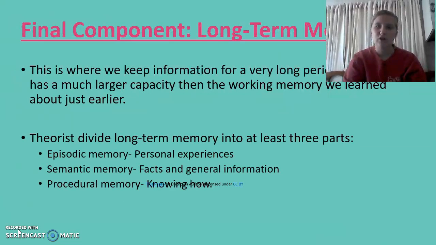So the final component is long-term memory, and there are 3 different components with long-term memory. This is where we keep our information for a very long period of time. It has a larger capacity than the working memory that we just learned about. So there is episodic, semantic, and procedural memory. Episodic is personal experiences. These are the things that you've experienced through life, whether it be a place you went or a movie you saw or a memory with your family. That's what those are. And then the semantic memory, those are the facts and the general information.